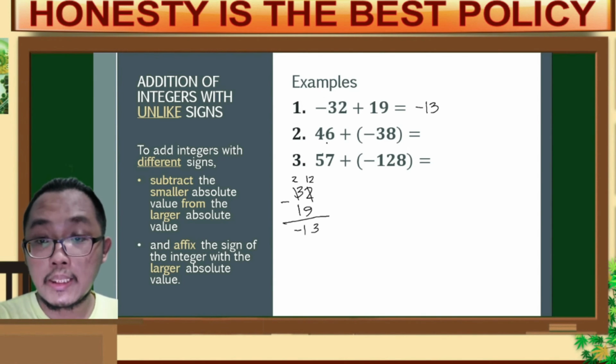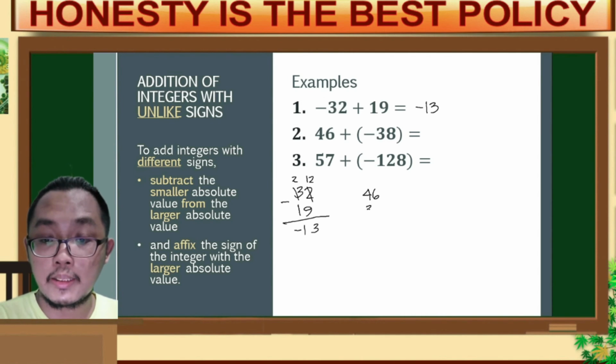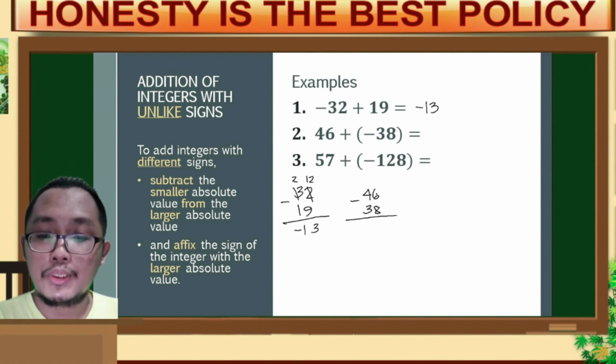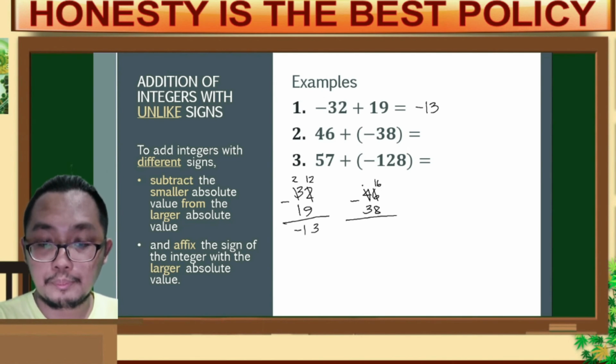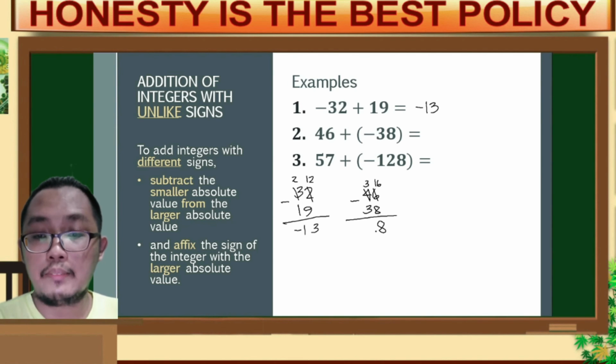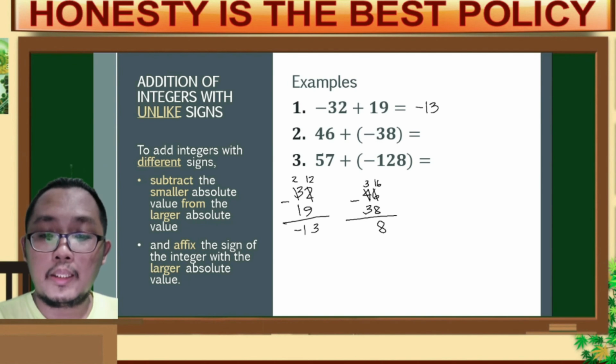So we have 46, whose absolute value is 46, and we have a negative 38, whose absolute value is 38. So we must perform a subtraction. So this only gives us 8. While going back to these values, obviously 46 has the larger absolute value, which is 46, and originally it is positive. So the final answer will also be positive, and that would be positive 8.